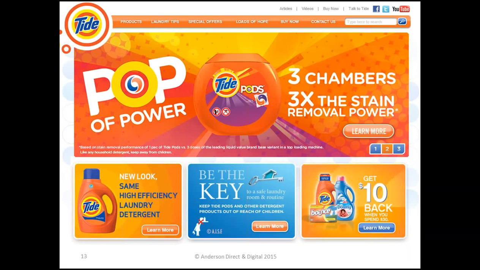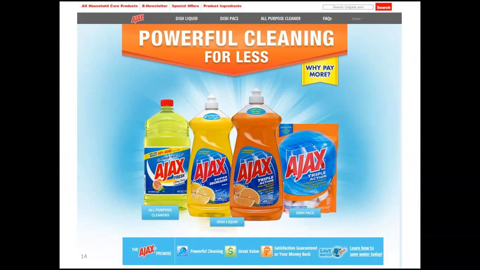By contrast, here's another example of a cleaning product here, and they deliver their message instantly and clearly. Powerful cleaning for less. Doesn't get much clearer than that. And that's a value prop delivered wonderfully in 4 words.